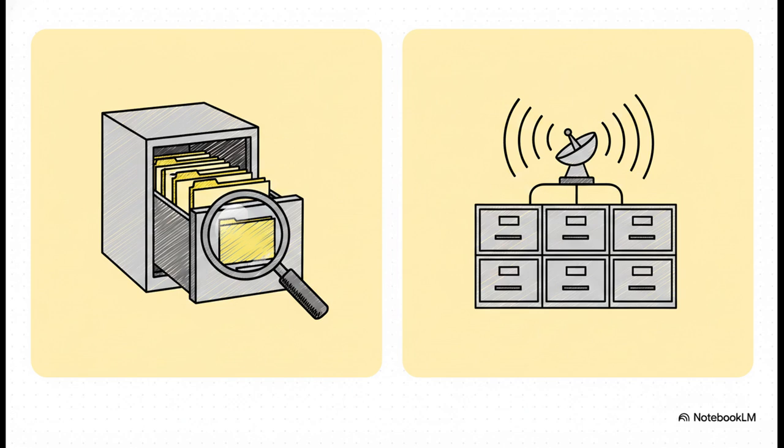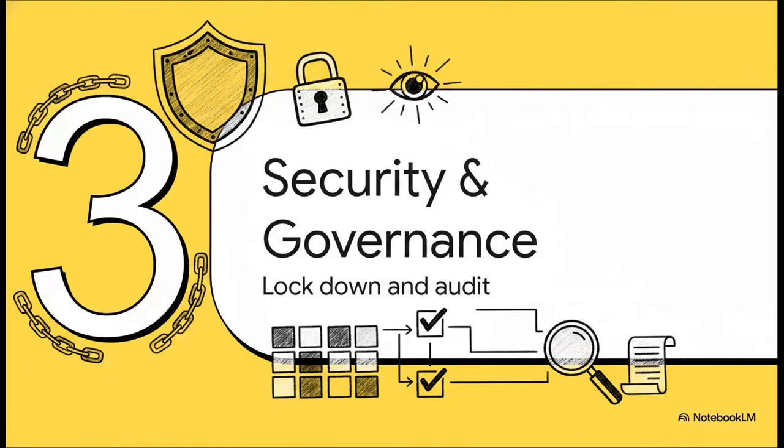Because an LSI shares the partition key with the base table, it's basically like a pre-sorted filing cabinet just for that forum. It prevents those super expensive full table scans. Awesome breakdown. Let's shift gears to Pillar 3, Security, Governance, and Auditing.